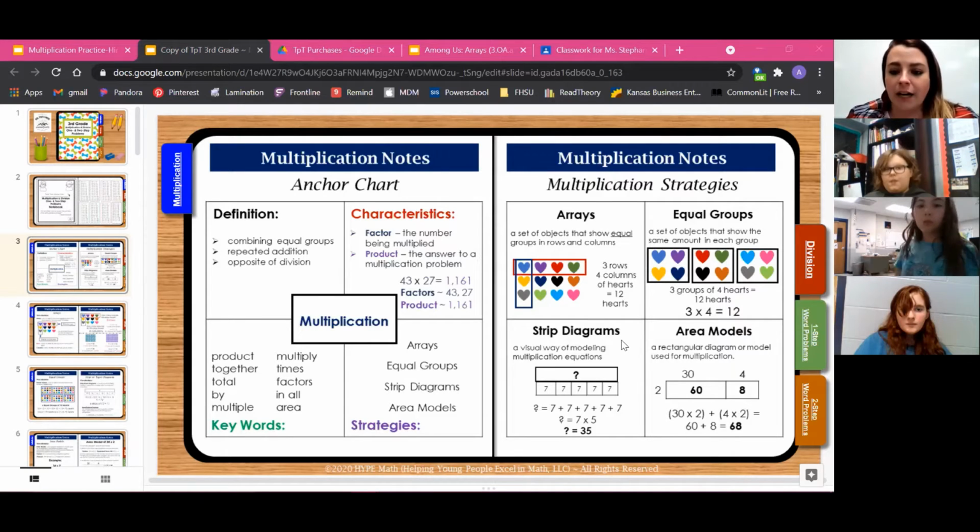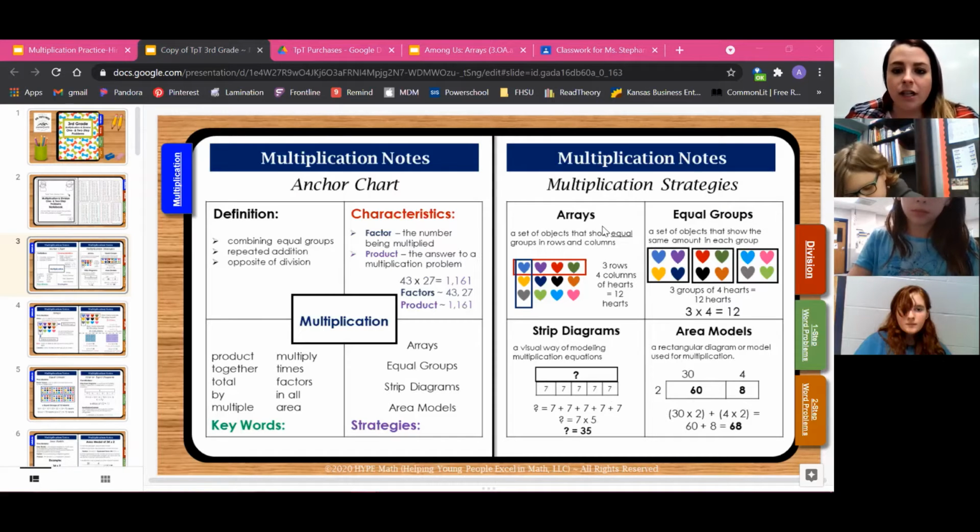We have strip diagrams. It's a visual way of modeling multiplication equations. We want to know what this total is. So we have 7 plus 7 plus 7 plus 7 plus 7 right here, or we have 7 five times. So 7 times 5 is 35.